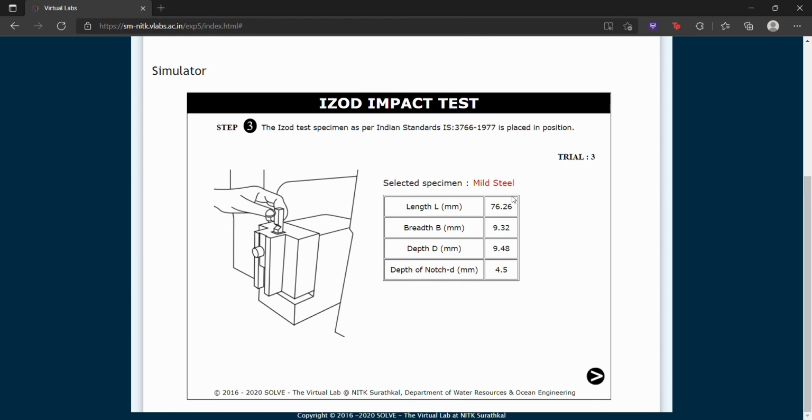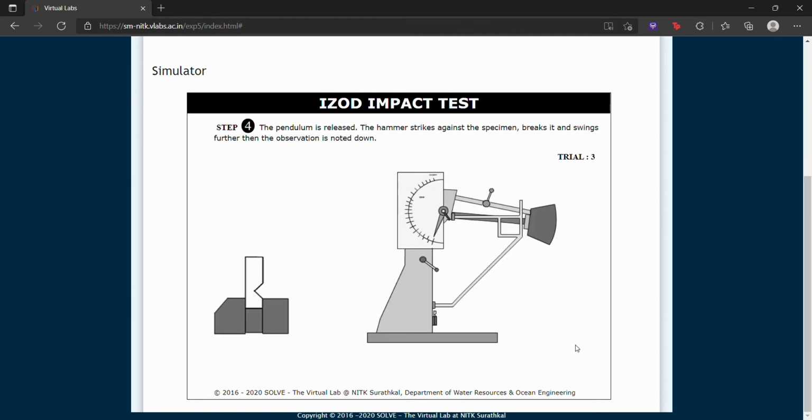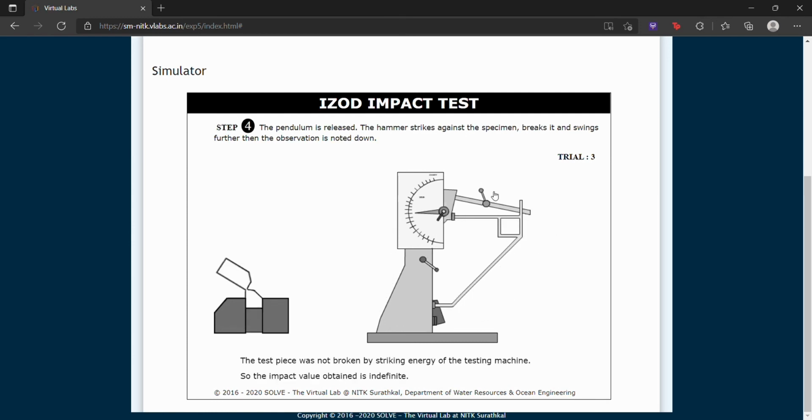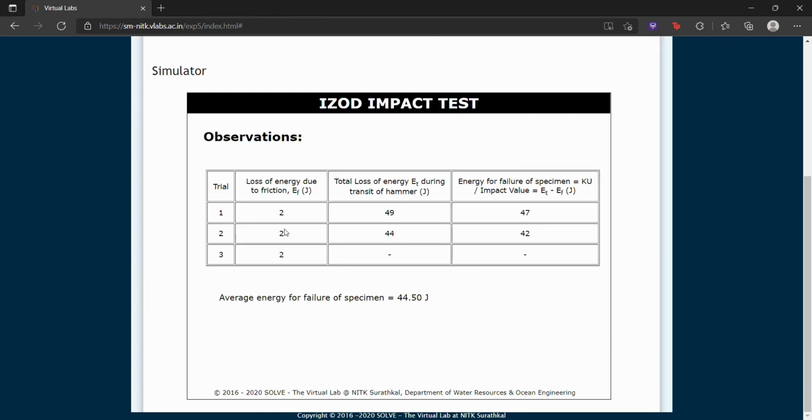For trial 3, we repeat step 3 and also step 4. The test piece was not broken by the striking energy of the testing machine, so the impact value obtained is indefinite. So these are the observations we get from trial 1 until trial 3, and the average energy for failure of the specimen is 44.5 joules.